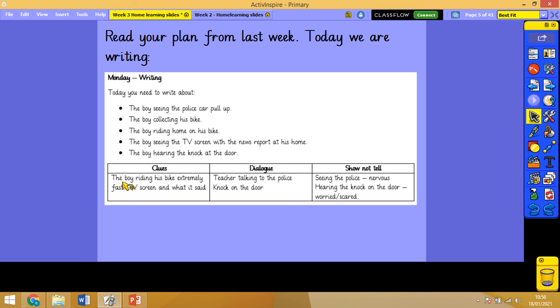So the clues that we could drop in today are the boy riding his bike extremely fast, like he does in the video, like faster than a normal human, and on the TV screen, what it said on there, which was supernatural event at the school. I'll be doing that later on. The dialogue opportunities we can have are the teacher talking to the police and when somebody knocks on the door. And the show not tell today, seeing the police and the boy being nervous and hearing the knock on the door, being worried and scared, and that, oh God, they're going to get me kind of feeling.